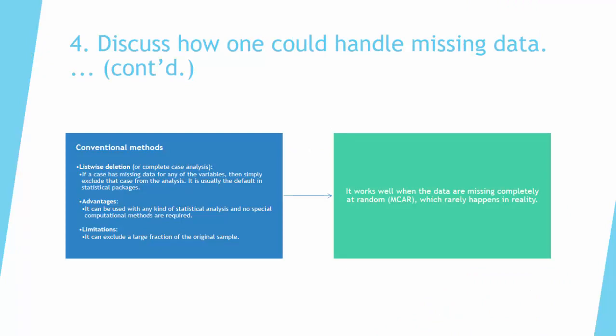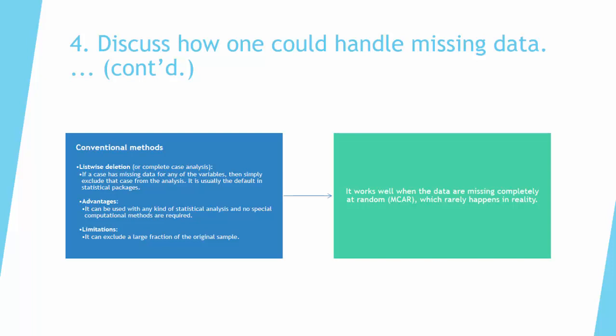First one being listwise deletion. Listwise deletion is one of the simplest methods for handling missing data, where you omit the missing data completely. So in the case that a case has missing data for any of the variables, we simply exclude that case from the analysis. It is usually the default in statistical packages. One advantage of listwise deletion is it can be used with any kind of statistical analysis and no special computational method is required. Limitation: it can exclude a large fraction of the original sample.